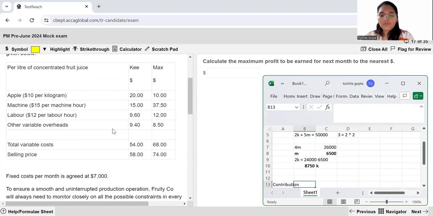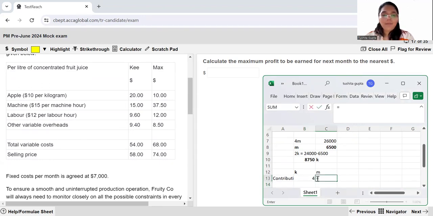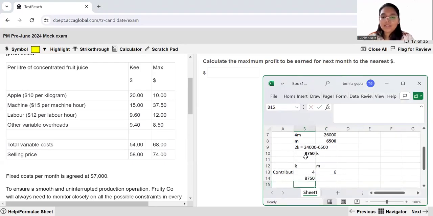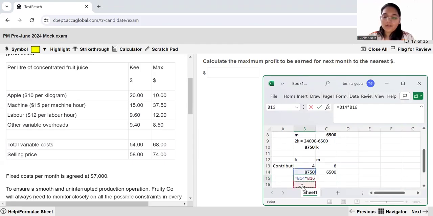So contribution for K and then M. For K, my contribution is nothing but the sales price, which is 58, minus the variable cost, which is 54. Similarly, for M, I have 74 as the selling price and 68 as the variable cost. So this is the contribution that I'm getting. This needs to be multiplied by the number of units. So K is this much. M over here is this much.